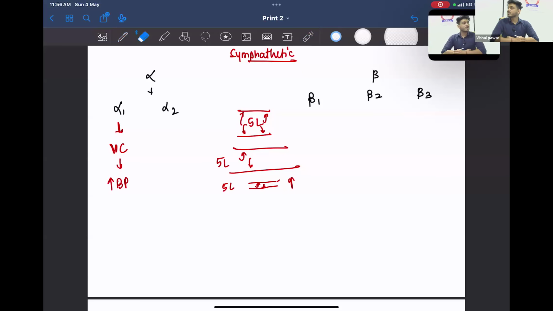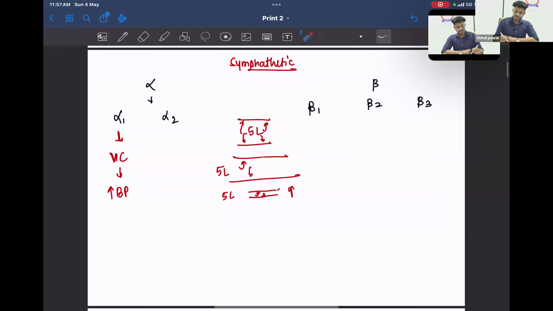Okay. Whenever you want to increase the BP, you do what? Vasoconstriction. Vasodilation will lead to decrease in BP. That is why in myocardial infarction, coronary artery block, we give a drug, nitroglycerin and all. This is going to dilate the vessel. This is going to decrease the BP. Right? You understand this? Alpha 2 will be acting as a brake.